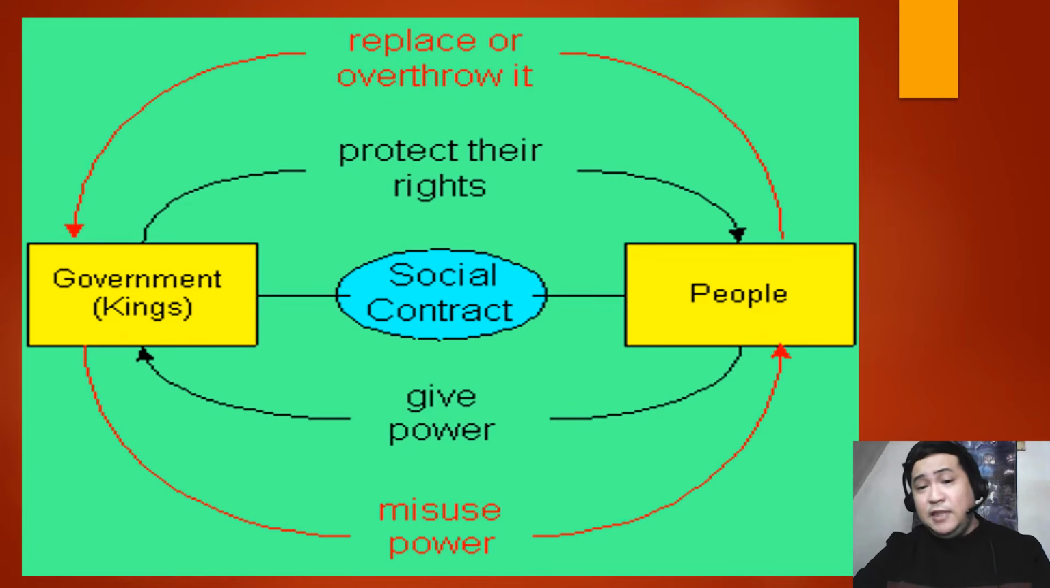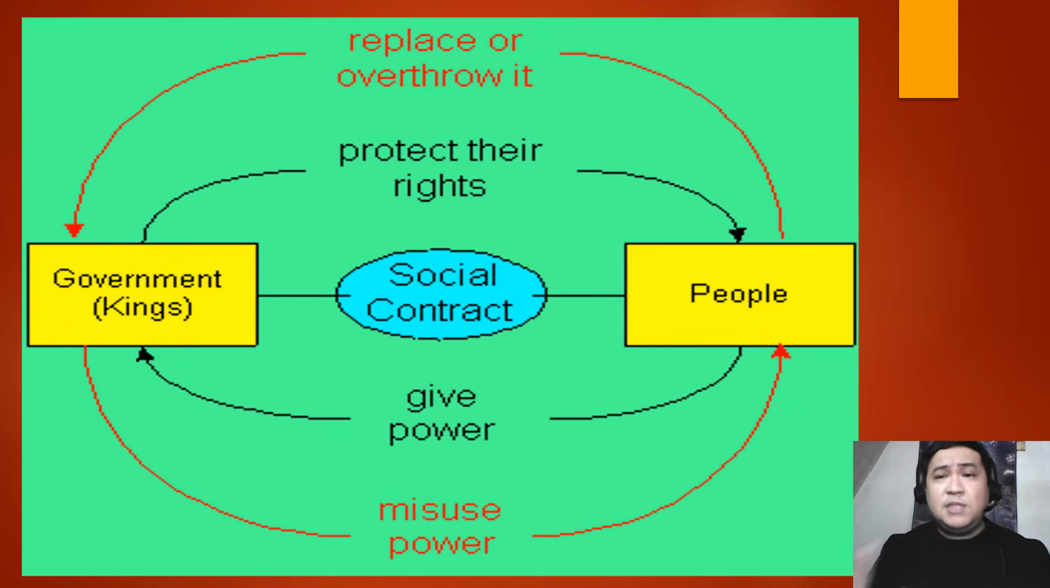Now, in return sa binibigay na kapangyarihan ng people o ng mga mamamayan sa pamahalaan, it is the duty of the government to protect their rights. Protektahan ang karapatan ng mga mamamayan. So, ito na sinasabi natin mga anak na give and take relationship na parang kontrata. So, people will give power to the government and in return, the government should protect the rights of the people.